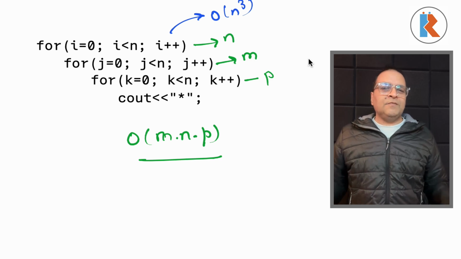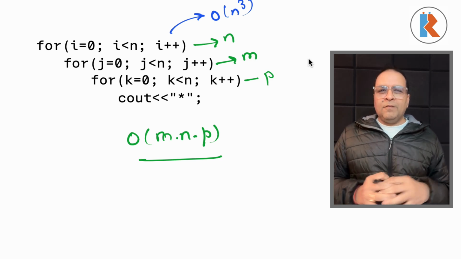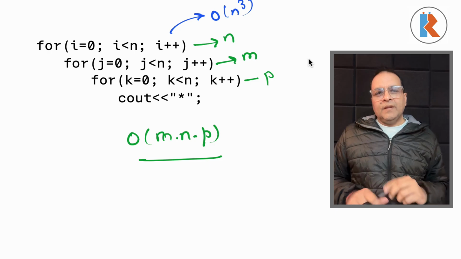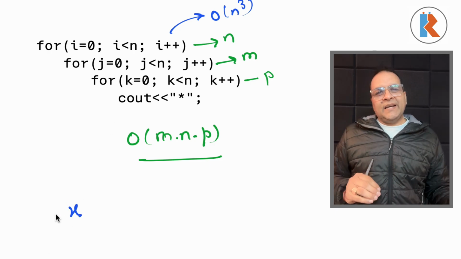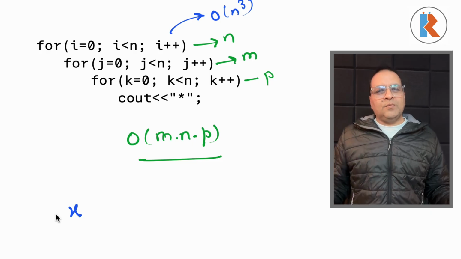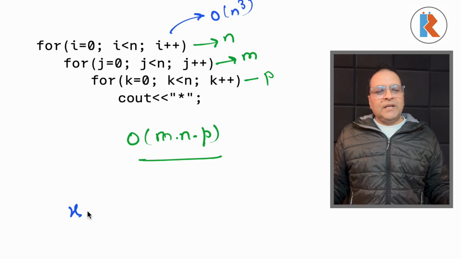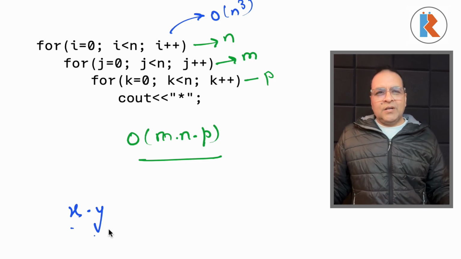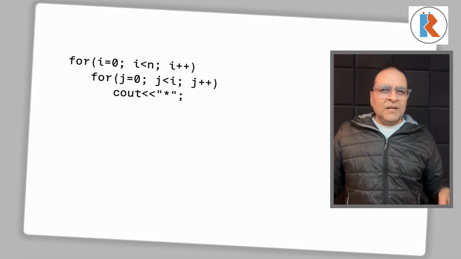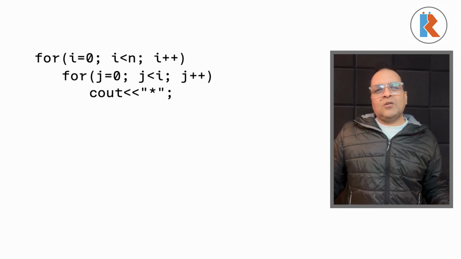So the rule of thumb in case of nested loops is to find the number of times the outer loop is getting executed. Let's say the outer loop is getting executed x times, then find the number of times the inner loop is getting executed for every iteration of the outer loop. Let's say for every iteration of the outer loop, the inner loop is executing y times, and there are only 2 loops, then the time complexity will be x into y. If there are 3 loops, then find the number of times the third loop is getting executed for every iteration of the second loop. If the third loop is getting executed z times, then the time complexity will be x into y into z.